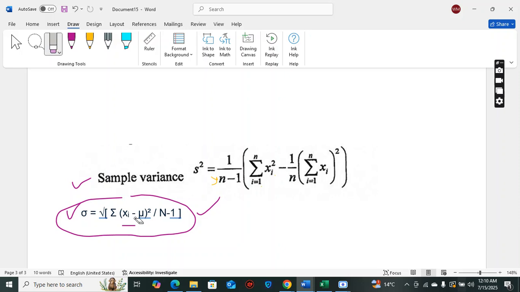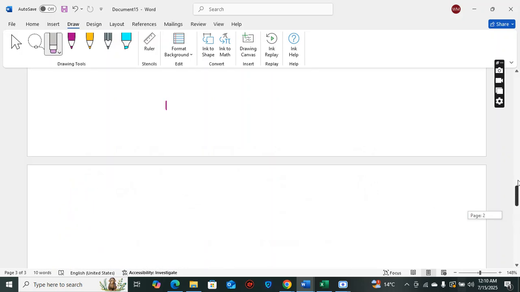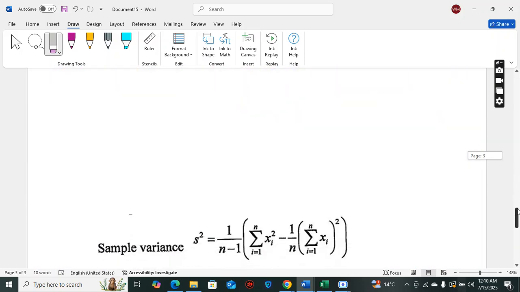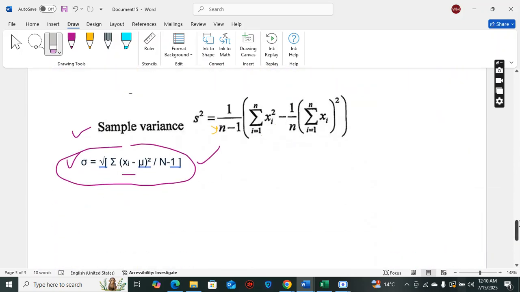After you subtract it from the mean, the mean we got was 21.3, right? So it means you subtract 10 minus 21.3, 10 minus 21.3, 11 minus 21.3. All of these numbers you subtract from 21.3. After you subtract, then you're going to square. And after you square, then you're going to add.